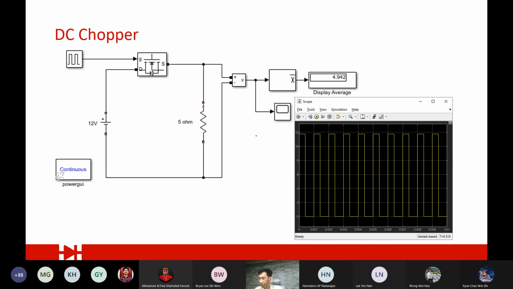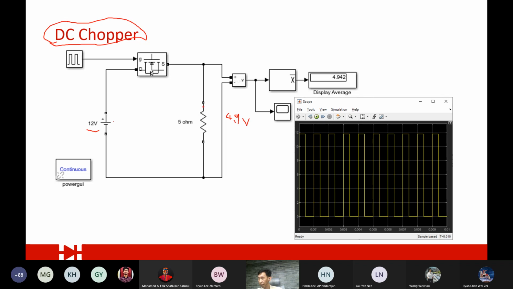The basic idea of a DC-DC converter begins with the idea of a DC chopper. A DC chopper works in this way. You have 12 volts, you go through a MOSFET, connect to a load, and then you pulse it at 50%, at a certain frequency. You can see that you are actually controlling the voltage from 12 volts to 4.9 or 5 volts.